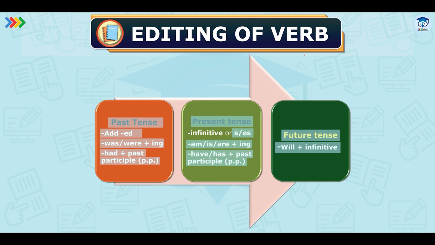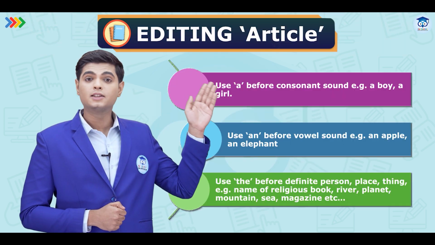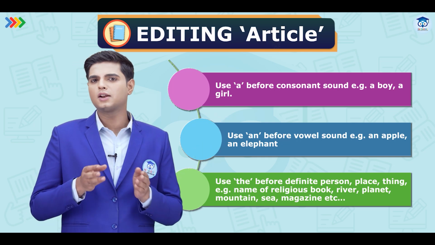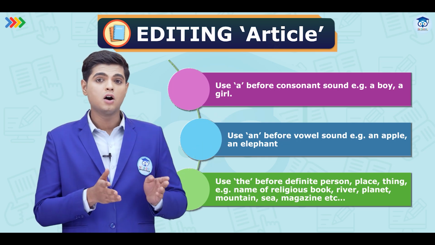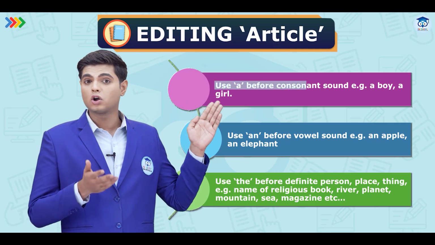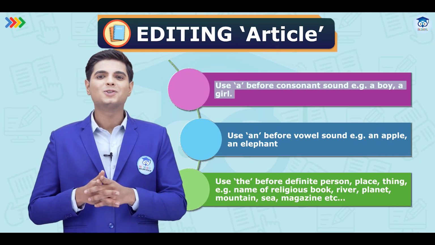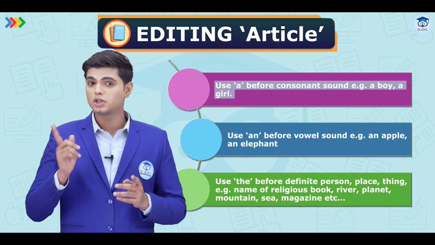Getting verb forms right is essential for making your sentences grammatically correct. Now, let's focus on editing articles, which is about using the right words before nouns: a, an, and the. You use a before a consonant sound. Example, a boy, a girl. Notice it depends on the sound, not just the letter.